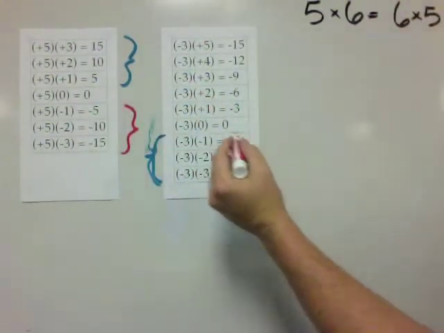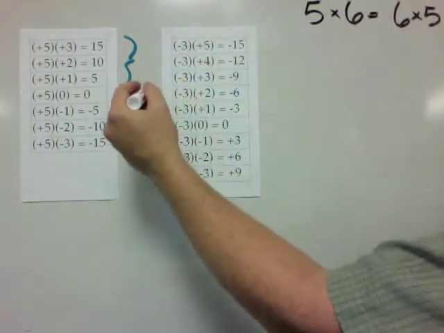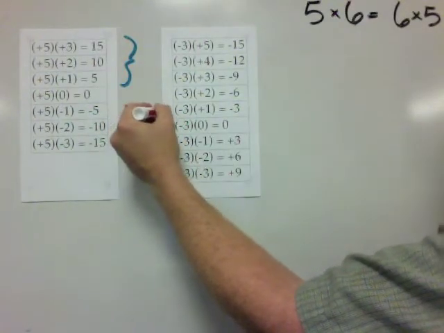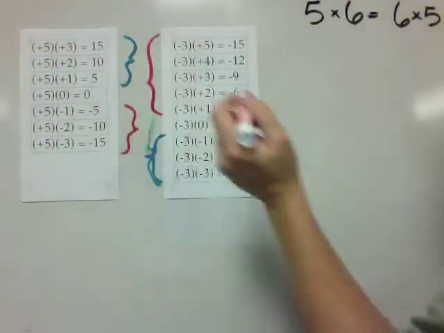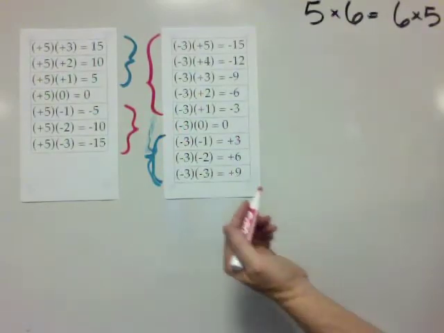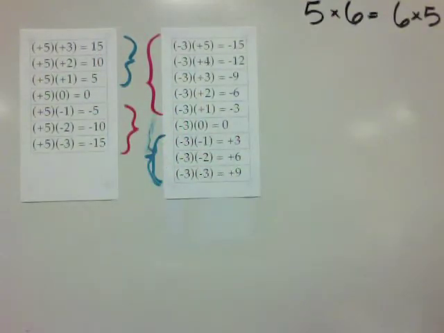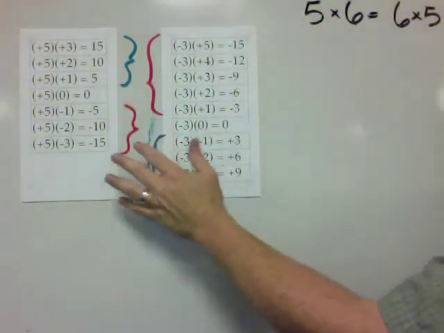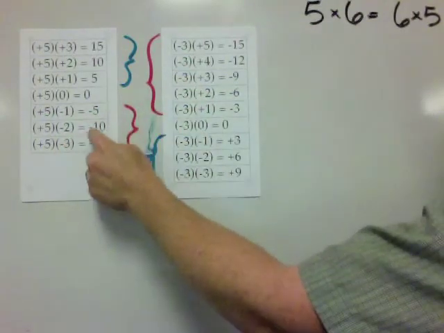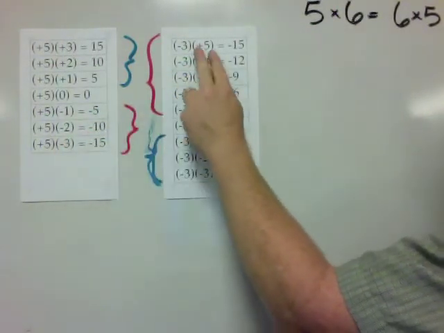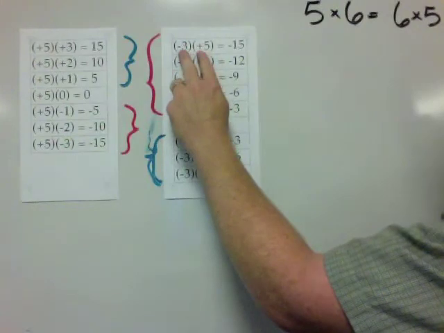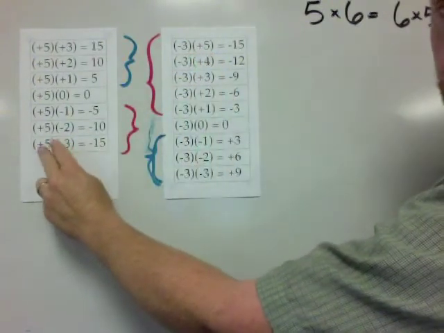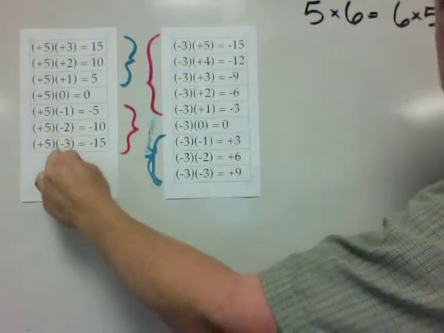And then we can see that these right here, the answers are always negative. And so what we can do is put these two things together and see that answers that are negative always have one number being negative and the other being positive, or one number being positive and the other negative.